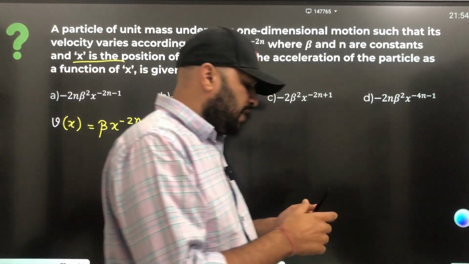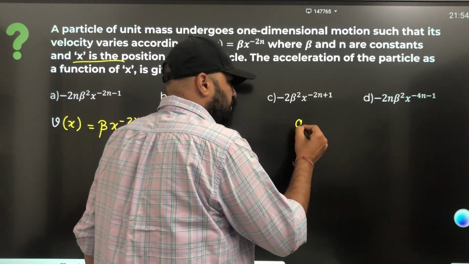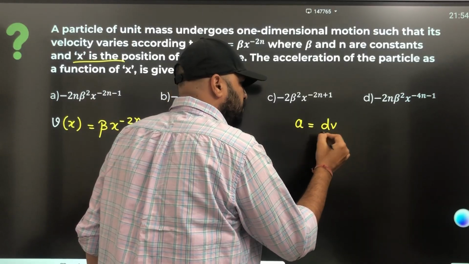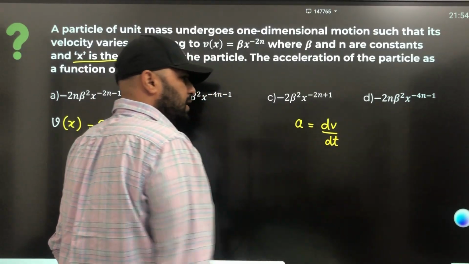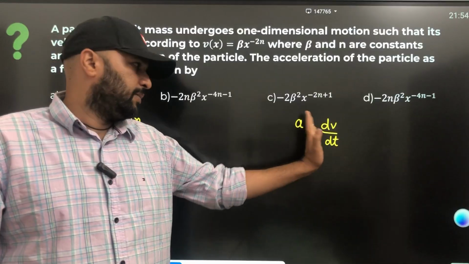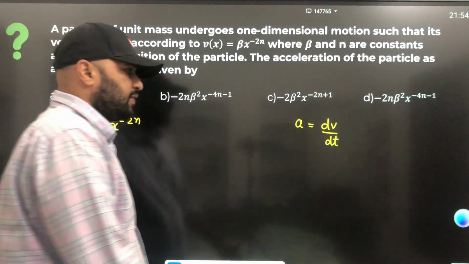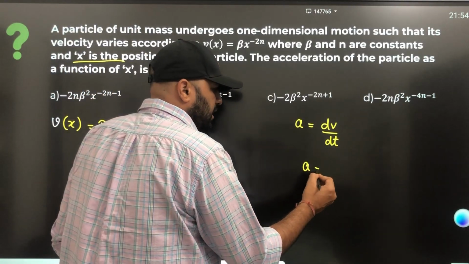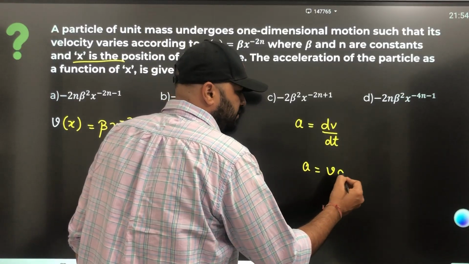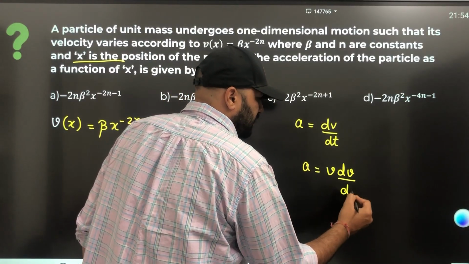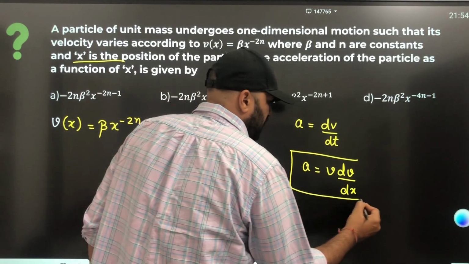Now we are familiar with two relations for acceleration. The first relation is a equals dv by dt. I hope this is clear. The rate of change of velocity with respect to time is acceleration. Along with this, we have also learned in kinematics that a must equal v dv by dx, right? v dv by dx. This is also something we are familiar with.